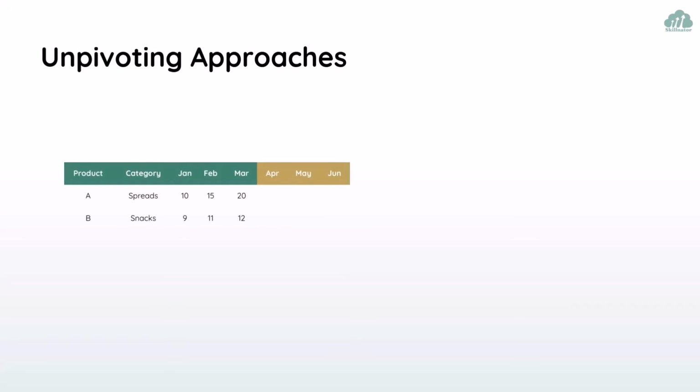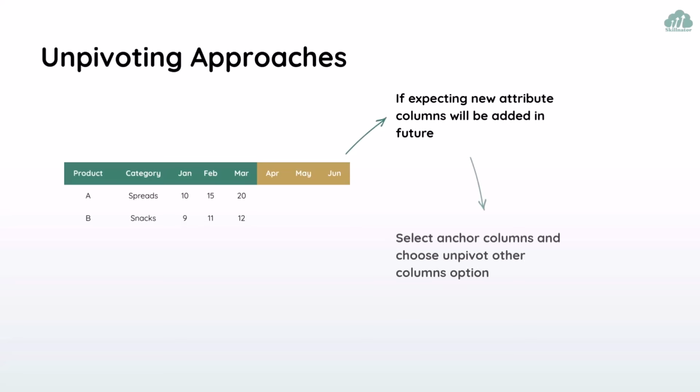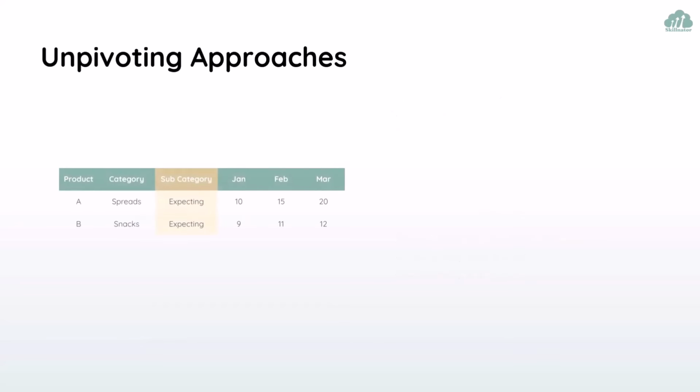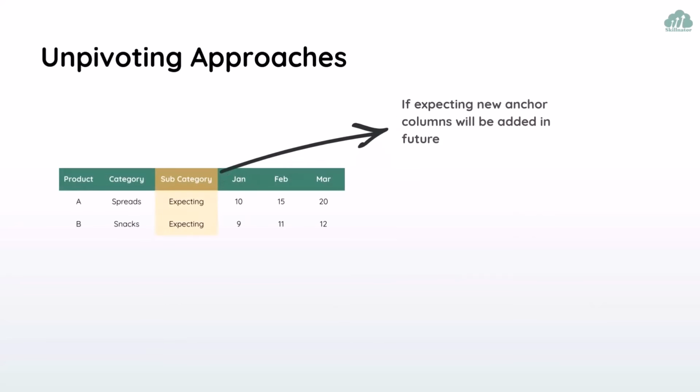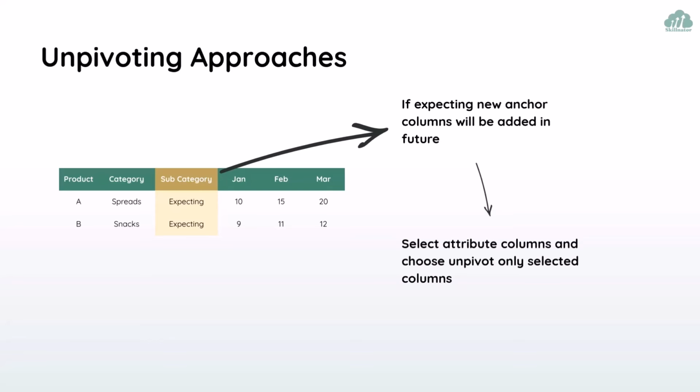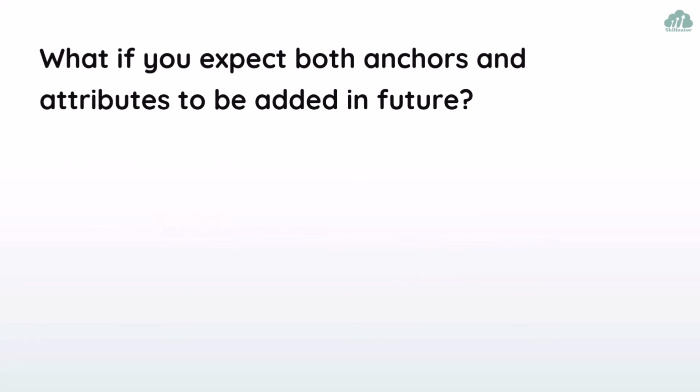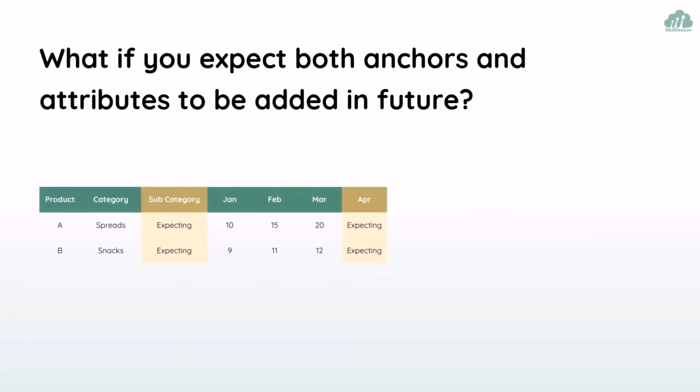All in all, if you expect that new attribute columns will be added over time to your dataset, you should use the second approach. That is, you select the anchor columns and choose the Unpivot Other Columns option. If you expect that new anchor columns may appear in your dataset, but there will be no new attribute columns, then the first approach will work. That is, you select the attribute columns directly and unpivot them. But in many real situations, you won't be able to guarantee either scenario. You might get new anchor columns as well as new attribute columns in your dataset in future.